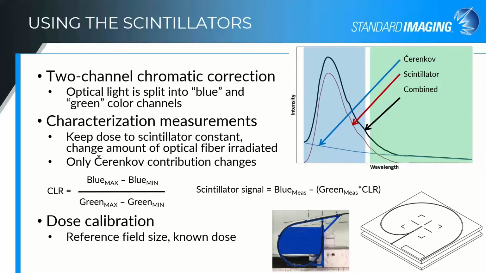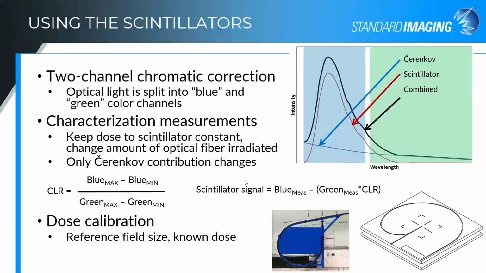And if we make a couple of measurements where you keep the dose to the scintillating volume the same, and change the amount of optical fiber in the field, you can alter this spectrum such that only the Cherenkov contribution is changed. So you get an increase in signal in both channels, but it's due only to the Cherenkov signal. And from that change in the blue signal between what we call the maximum configuration and the minimum fiber configuration, relative to the change in the green channel, we can determine that relationship between the magnitude of signal in the green channel to the magnitude of Cherenkov in the blue channel.